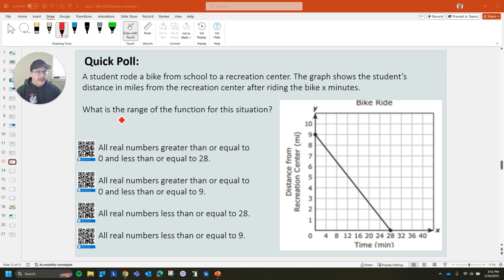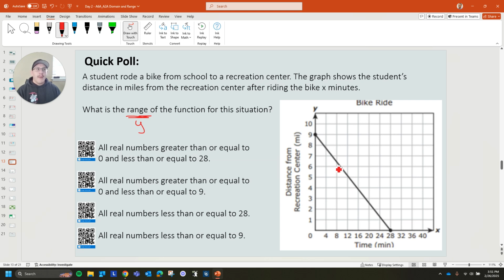Okay, so here's a STAAR Test question for domain and range. A student rode a bike from school to a recreation center. The graph shows the student's distance in miles from the recreation center after riding the bike x minutes. What is the range of the function for this situation? So when asking for range, what parts of the graph are we talking about? We're talking about the y values. However, we need to be a little bit more descriptive here because we have a graph that's described a little bit more than just simply y's and x's.